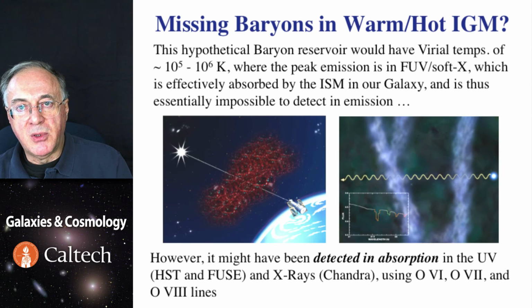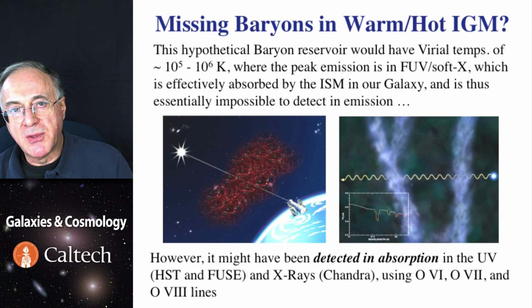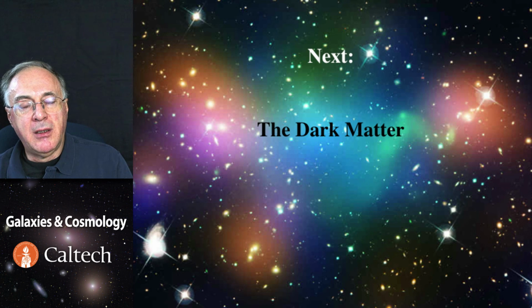These measurements have been done both with Hubble Space Telescope in ultraviolet and also with Chandra X-ray emission in X-rays. And this hot gas has been unambiguously detected in exactly the right amounts. And so this is probably where all those missing baryons really are. But that doesn't tell us where the remaining matter density is. And so next time we will talk about dark non-baryonic matter.